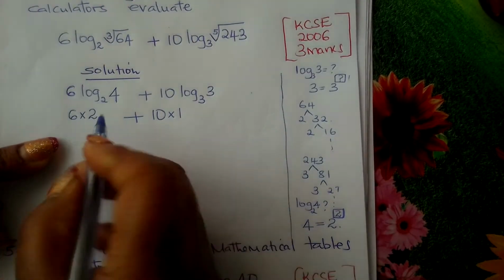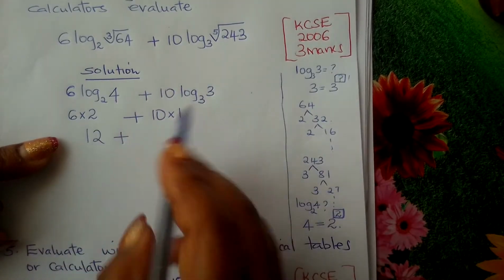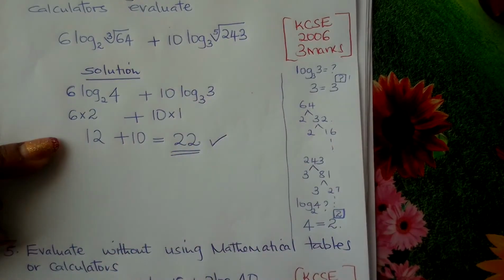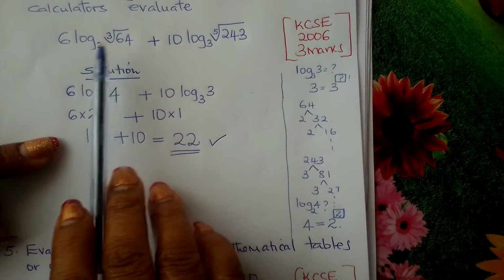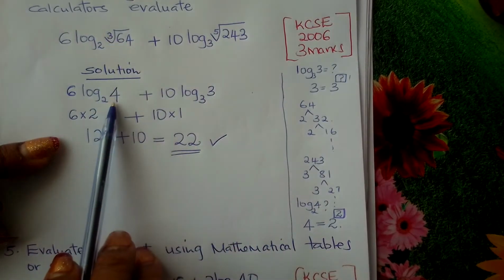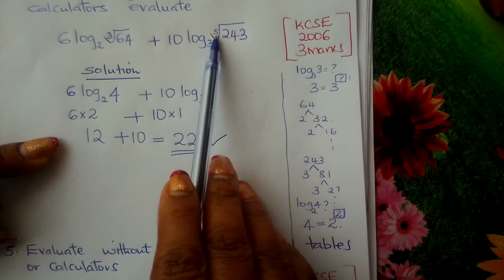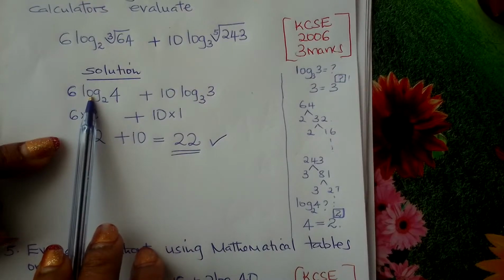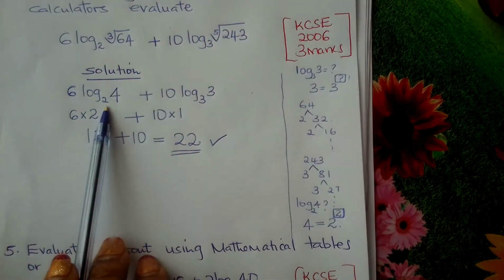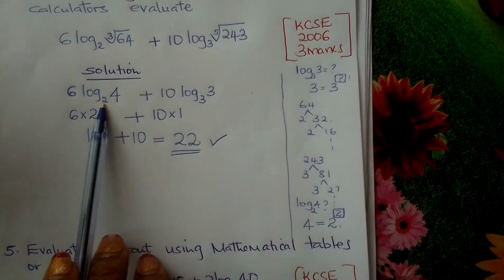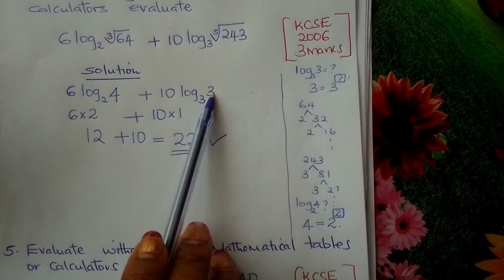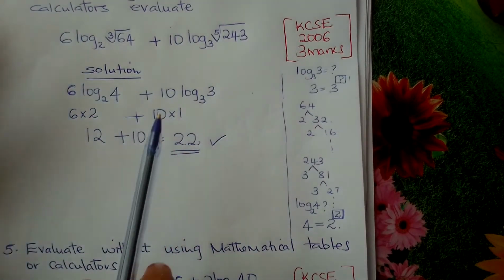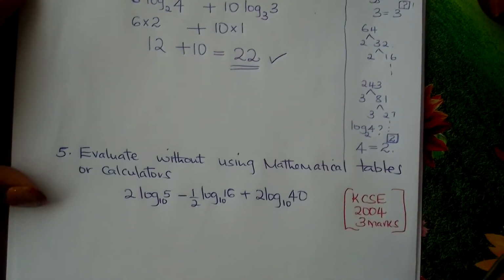So 6 times 2 is 12. Plus 10 times 1 is 10. And therefore, this gives you 22. I hope you are together. So you just use the factor method to get the cube root of 64, which is 4. You use the factor method to get the fifth root of 243, and you find that it is 3. Then you ask yourself, what is the logarithm of 4 to base 2? It is 2. What is the power when 3 is expressed to base 3? It is 1. You fix them here, you multiply, and then you add to get 22. And that is the answer.